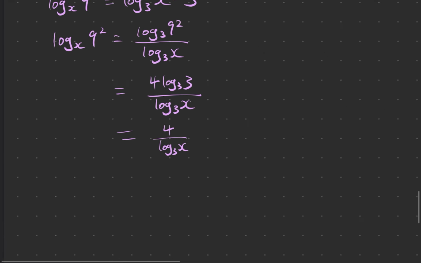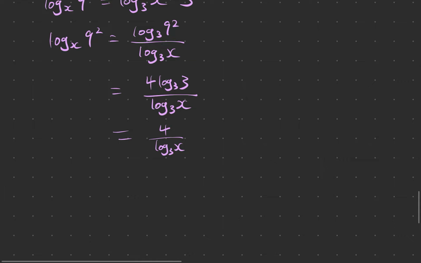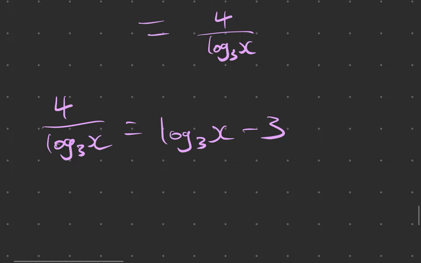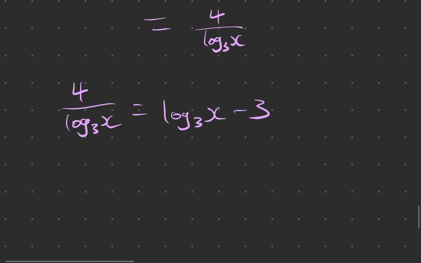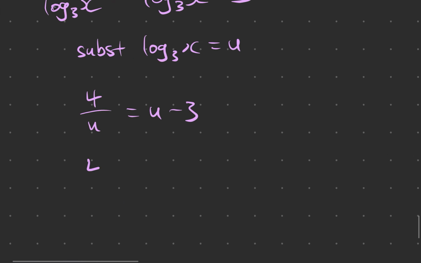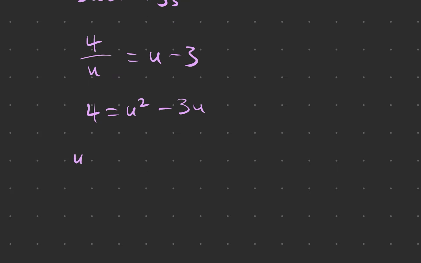Okay, so now that we've got that, we can put it back into the equation. So, oh my god, sorry. 4 over log base 3 of x equals log base 3 of x minus 3. So, yeah, now I'm going to do something called substitution. I will substitute log base 3 of x for u. So 4 over u will equal u minus 3. And I'm going to multiply all the sides by u. So I'll get 4 equals u squared minus 3u. Then I'm going to bring the 4 over. So I'll get u squared minus 3u minus 4 equals 0.